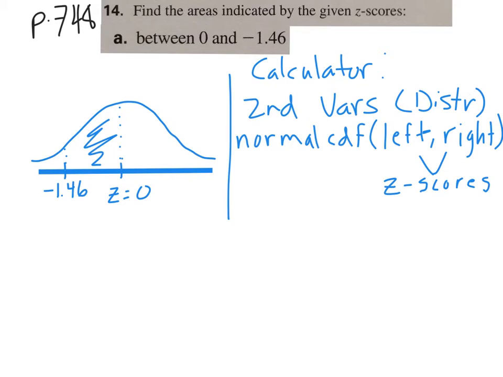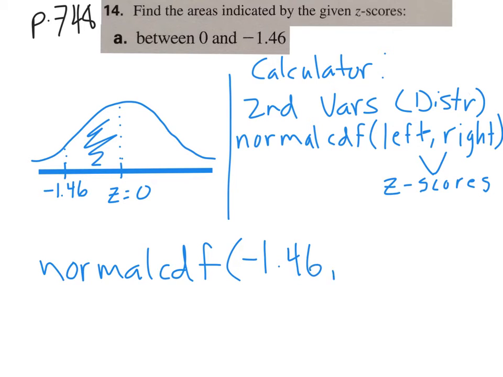So for our problem, we're going to go to our normal CDF, and then we're going to enter our left bound, which is -1.46. Going to enter a comma. The comma, by the way, is above the 7 key, I believe. And then our right bound will be 0. And we're going to close our parentheses. If you just enter that into your calculator, you should get about 0.428.